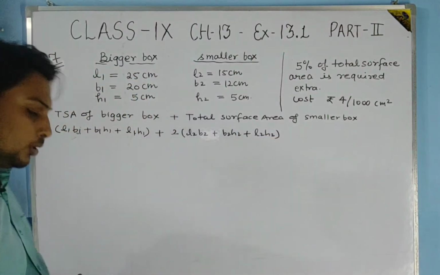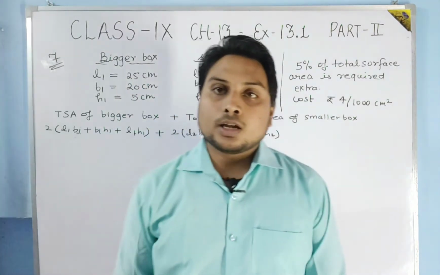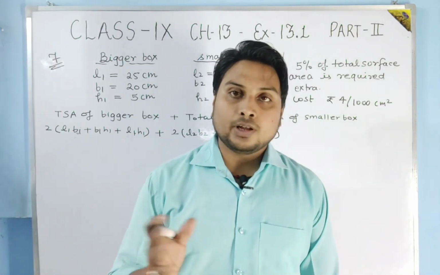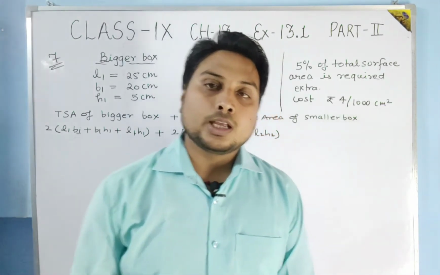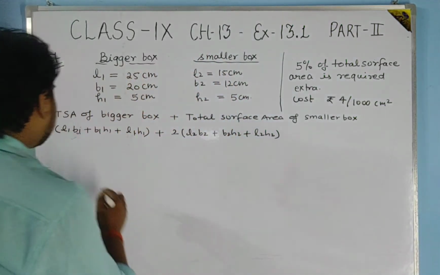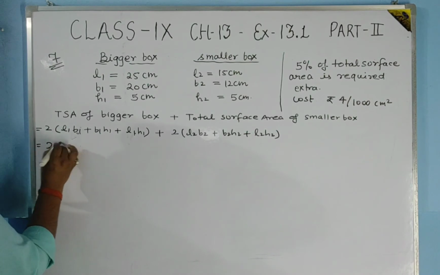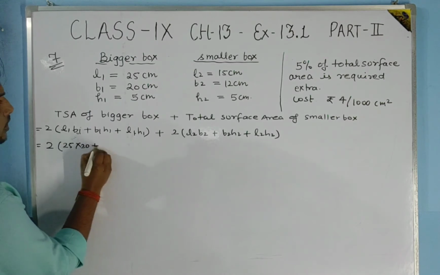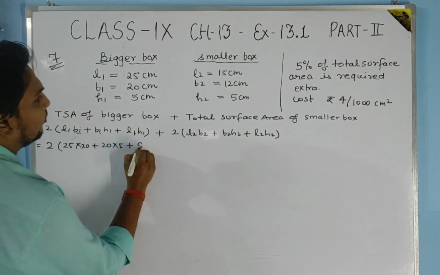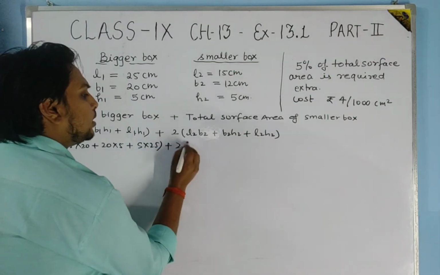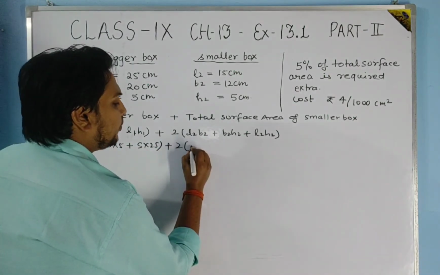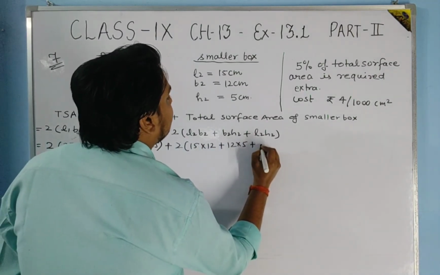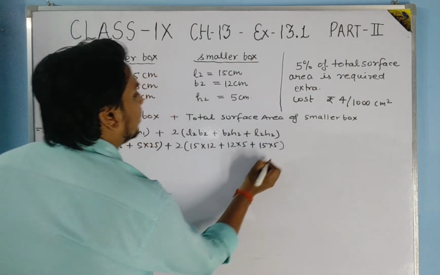Firstly, what I am going to do is find the sum of the total surface area of the two boxes, one of bigger size and one of smaller size. So just see how we will find it. 2 into (L1 is 25 into 20 plus 20 into 5 plus 5 into 25) plus 2 into (L2 is 15 into 12 plus 12 into 5 plus L2 H2, means 15 into 5).